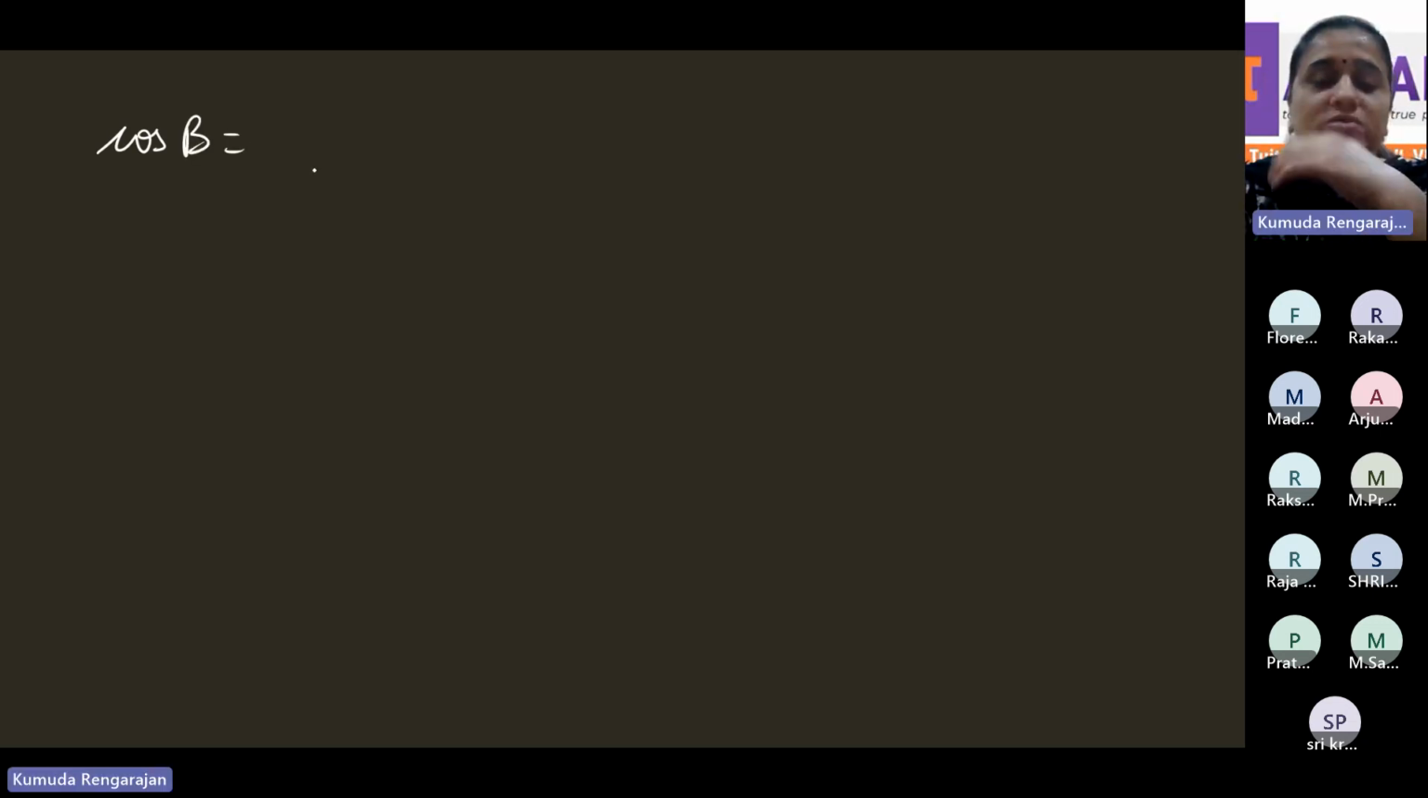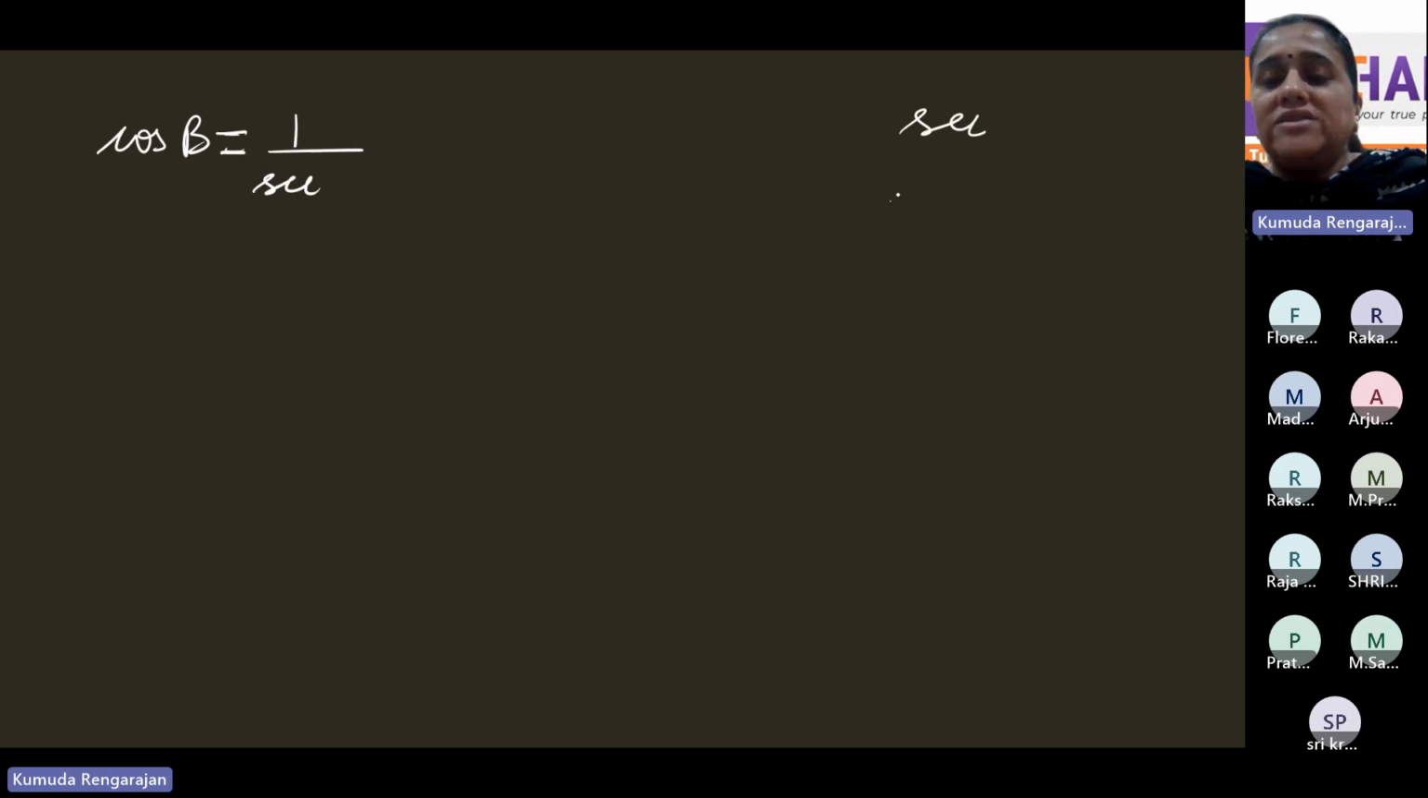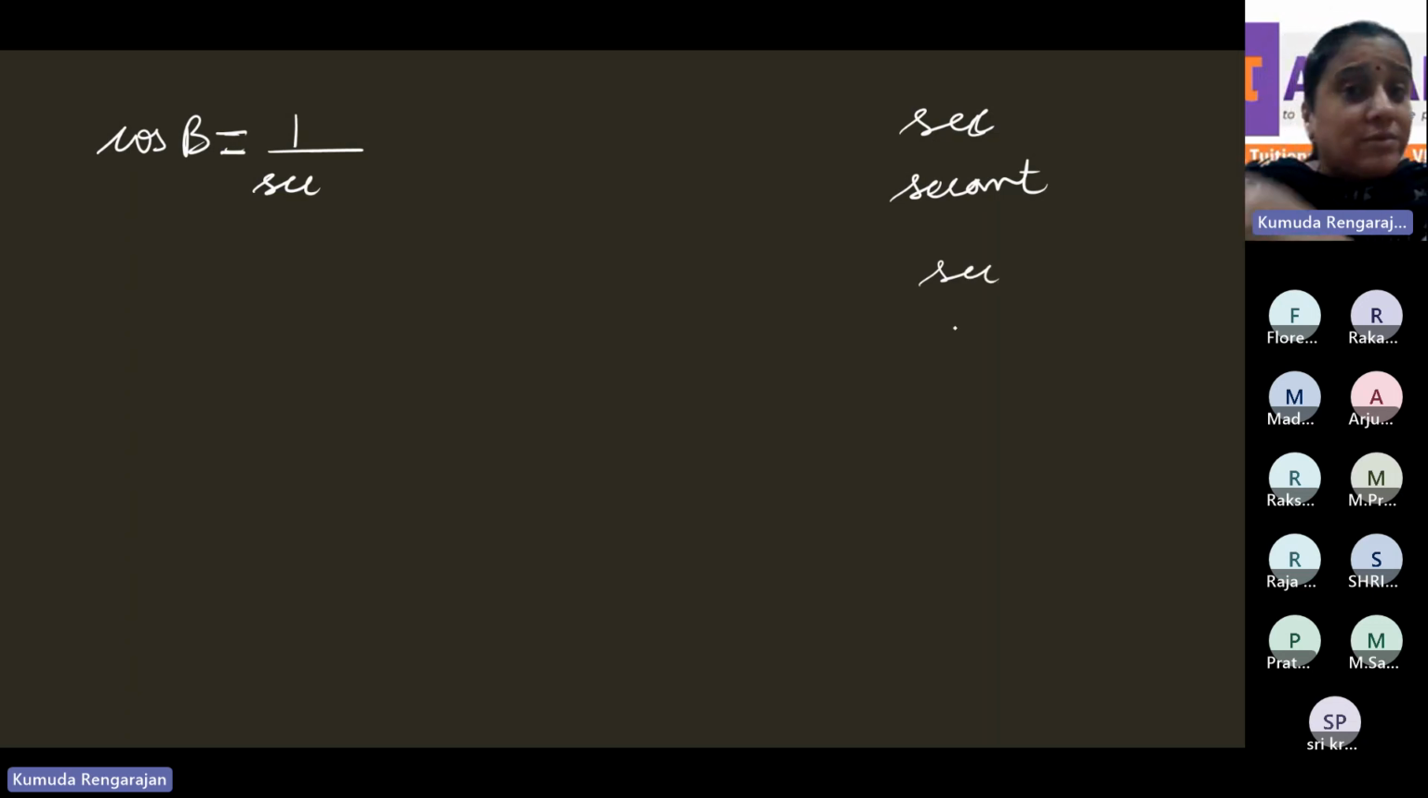What is the reciprocal of cos B? Secant B, ma'am. Yeah, but how do I write it? I need to complete this: cos B is equal to 1 by sec. I told you can call it sec or secant. I'm used to saying secant, not sec. But in most schools, it's pronounced sec. Maybe that's the right way, but I'm not wrong either.